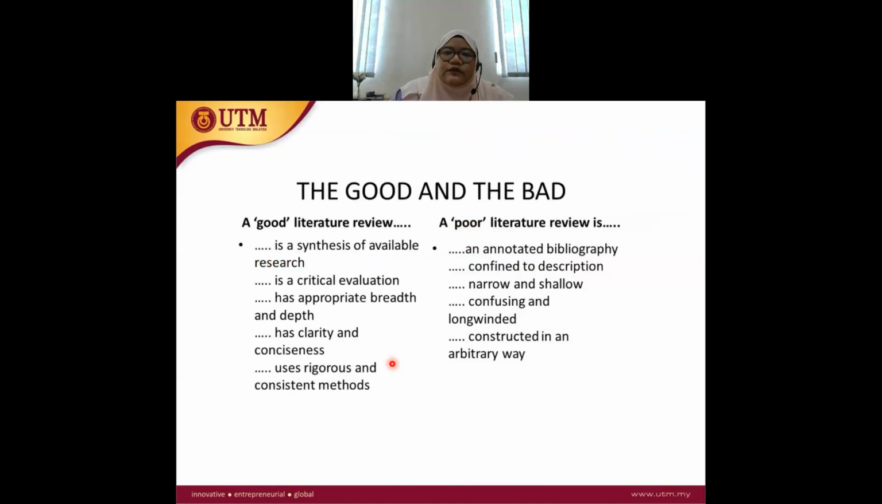Okay, this is the list for the good and the bad literature review. So what is a good literature review? It is a synthesis of available research. It is a critical evaluation, has appropriate breadth and depth, has clarity and conciseness, and uses consistent methods. While a poor literature review is an annotated bibliography, confined to description. It is narrow and shallow, confusing and long-winded, and also constructed in an arbitrary way.